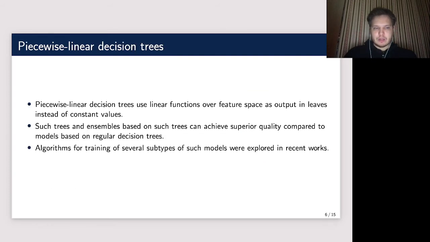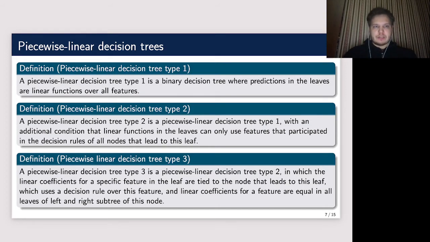Piecewise linear decision trees use linear functions over feature space as output in leaves instead of constant values. Such trees and ensembles based on such trees can achieve superior quality compared to models based on regular decision trees. Algorithms for training of several subtypes of such models were explored in recent works. Three subtypes of piecewise linear decision trees are studied in my work.